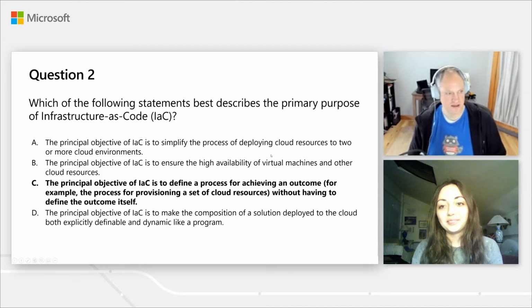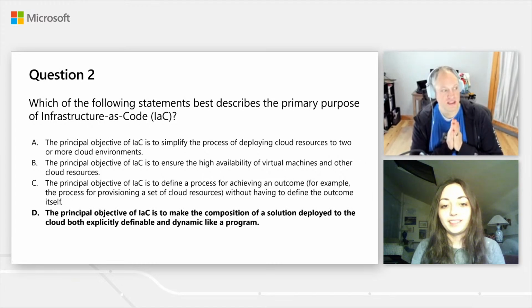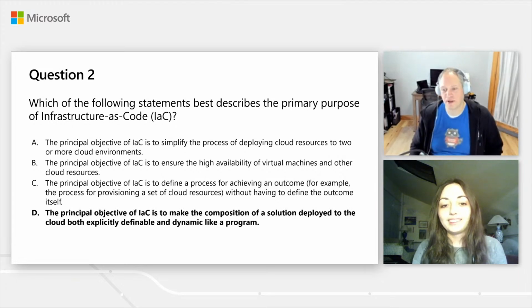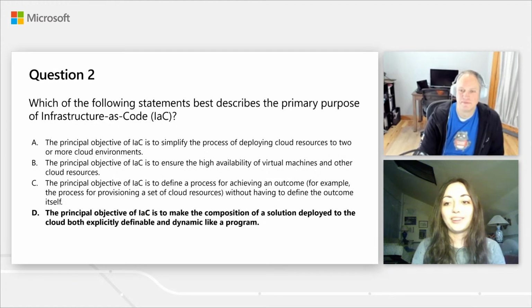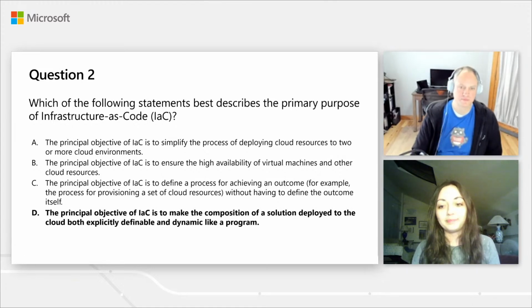So let's see what D reads as. The principal objective of infrastructure as code is to make the composition of a solution that's deployed to the cloud both explicitly definable and dynamic like a program. What do you think about that one? Yes, I think that we all found the correct answer. Because as we mentioned before, infrastructure as code tools define a solution in a dynamic way, like a program.